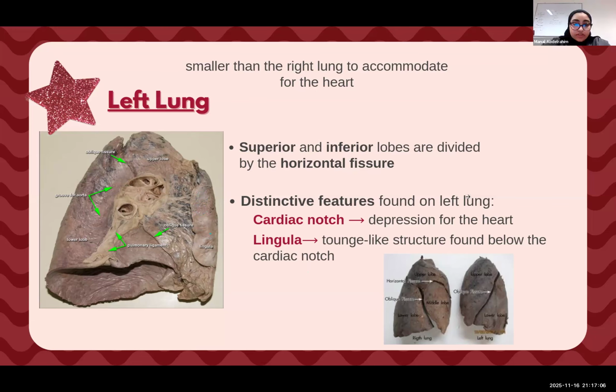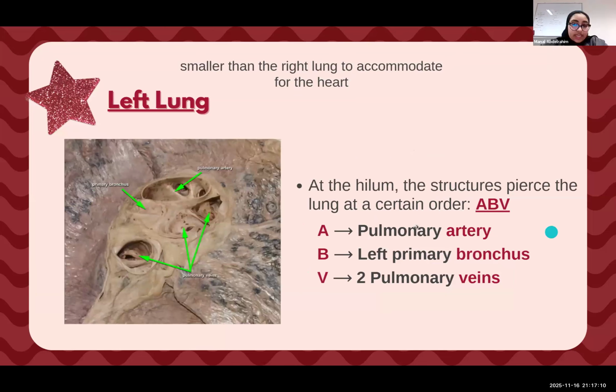Okay. The order at the hilum for the left lung is A, B, V. We said the right lung was BAV. Here it's A, B, V. A, first we have the pulmonary artery here. Underneath it, we're going to have the primary bronchus, and then we're going to have the two pulmonary veins. First artery, then bronchus, and then the two pulmonary veins. And again, the labels.